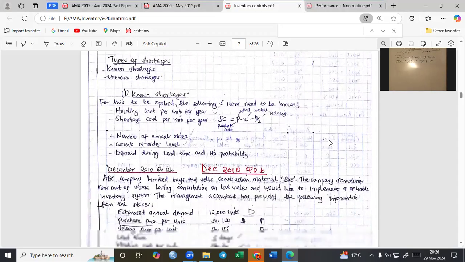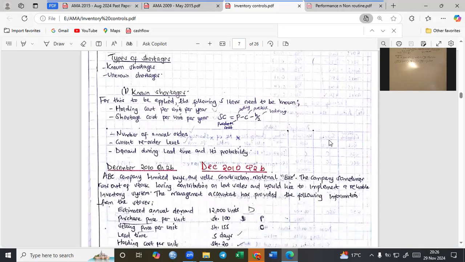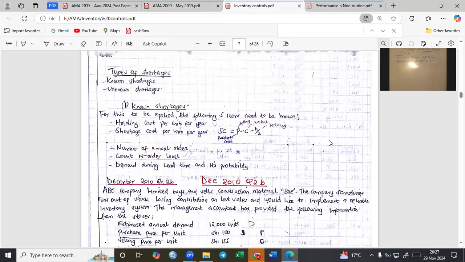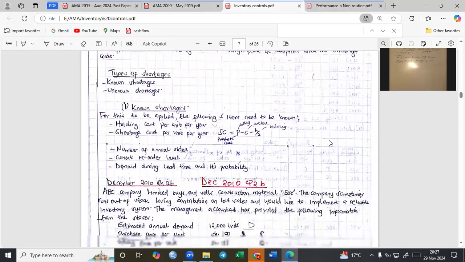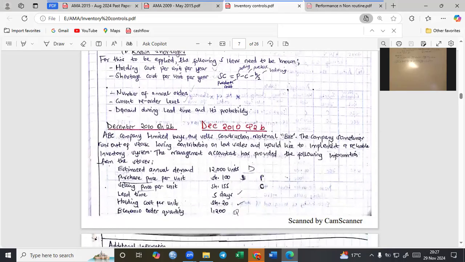Types of shortages, we have known shortages and unknown shortages. We start with the known shortages. So we have two types of shortages: the unknown shortages and known shortages. So for the known shortages to be applied, the following items need to be known.